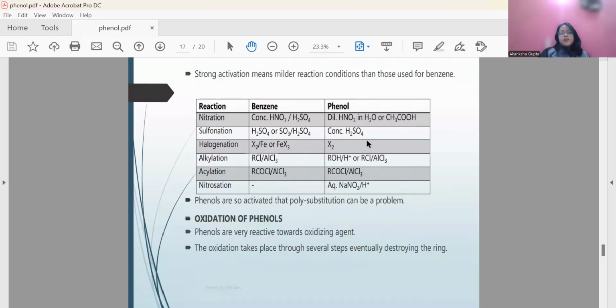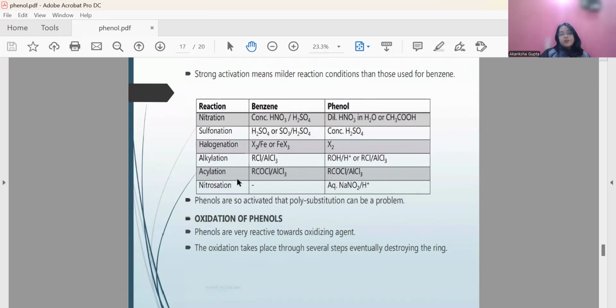These are the different conditions for the reactions of benzene and phenol. For nitration of benzene, we use concentrated nitric acid in the presence of H2SO4, but in case of phenol, we just need dilute nitric acid. In sulfonation of benzene, we use concentrated H2SO4, but in case of phenol, we need dilute H2SO4. In halogenation of benzene, we use iron and halogen, but in case of phenol, we just use the halogen.